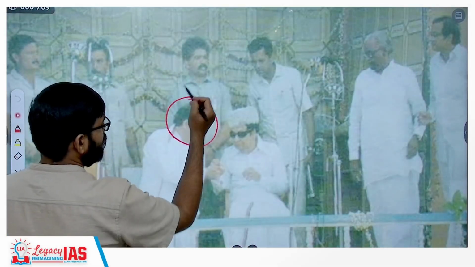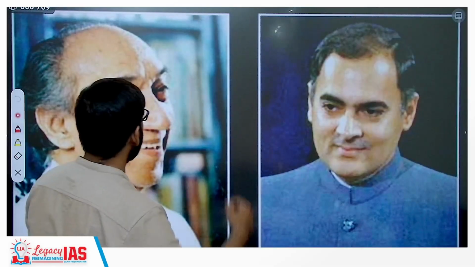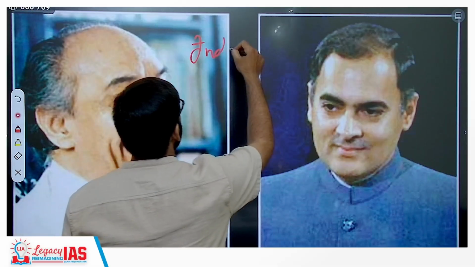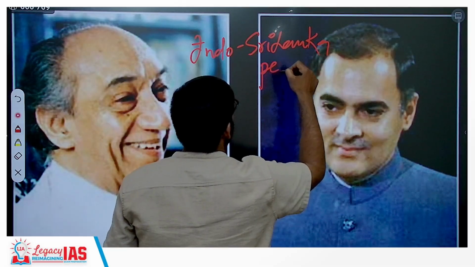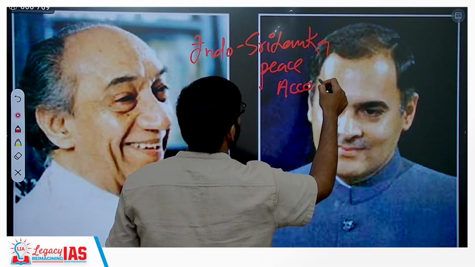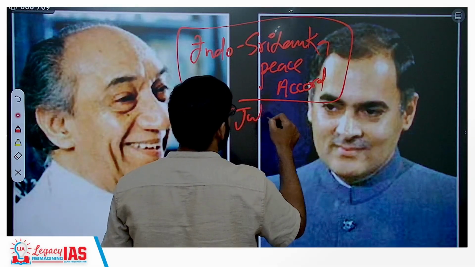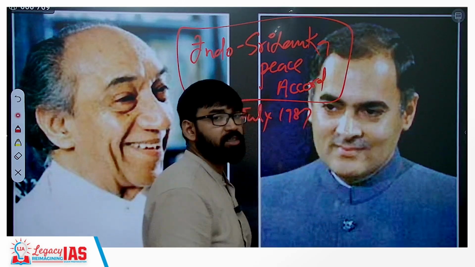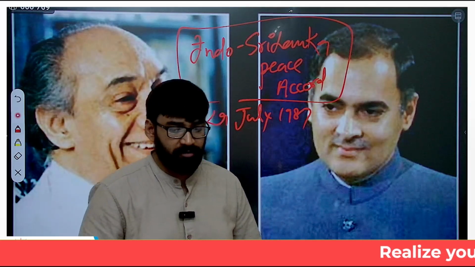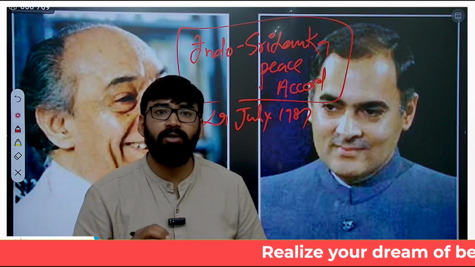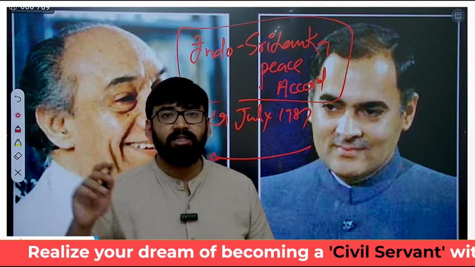As you can see here, Rajiv Gandhi is meeting with the Chief Minister of Tamil Nadu also. So this resulted in the Indo-Sri Lanka Peace Accord. This was signed on 29 July 1987. Clear? Now we need to understand, this accord was signed by Rajiv Gandhi as well as Jayawardene.